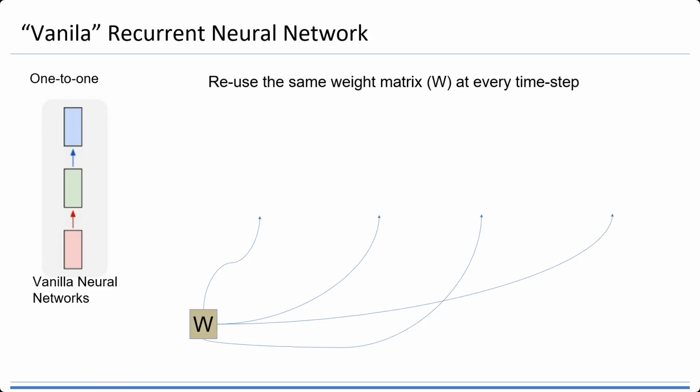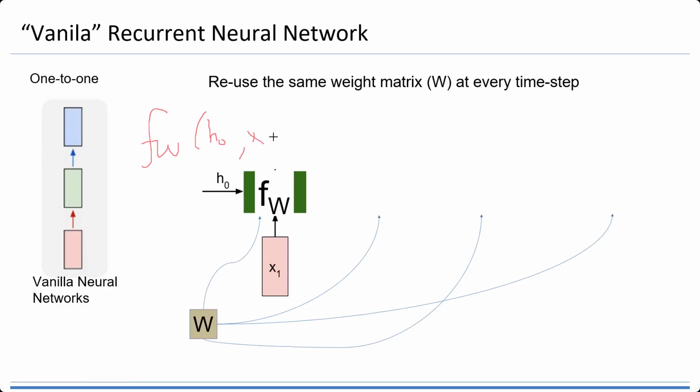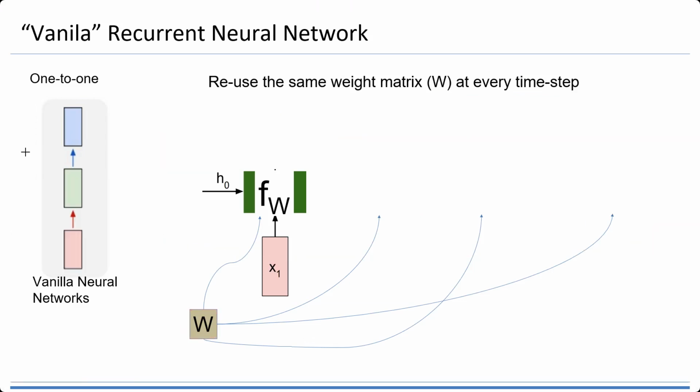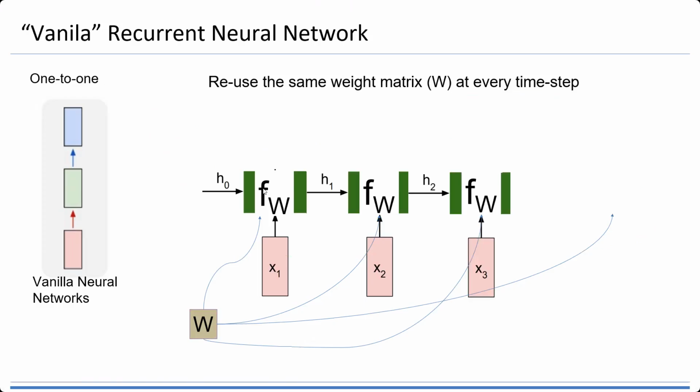We need to reuse the same weight matrix at every time step. Whenever we do this, we have the result FW from the H0 and X1. So this W is the same weight at this step. We use the same W, the same W, the same W every time step. And after we finish, we will do the backpropagation later.